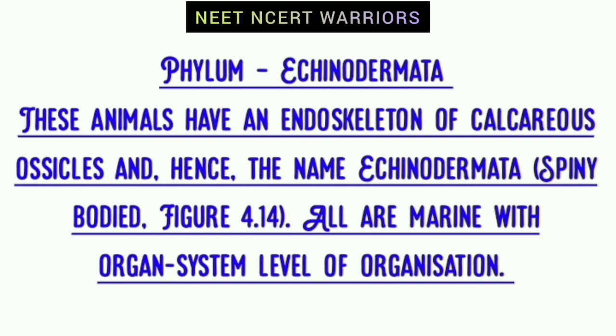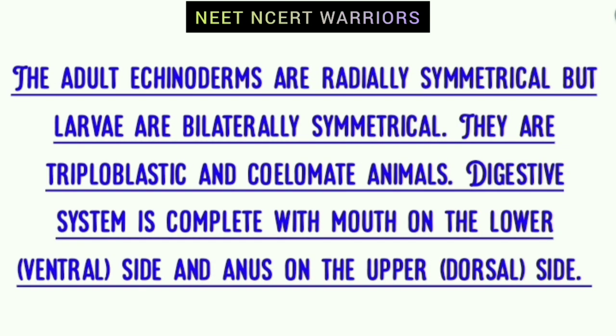Topic: Phylum Echinodermata. These animals have an endoskeleton of calcareous ossicles and, hence, the name Echinodermata, spiny-bodied. All are marine with organ system level of organization. The adult echinoderms are radially symmetrical, but larvae are bilaterally symmetrical. They are triploblastic and coelomate animals. Digestive system is complete with mouth on the lower (ventral) side and anus on the upper (dorsal) side.